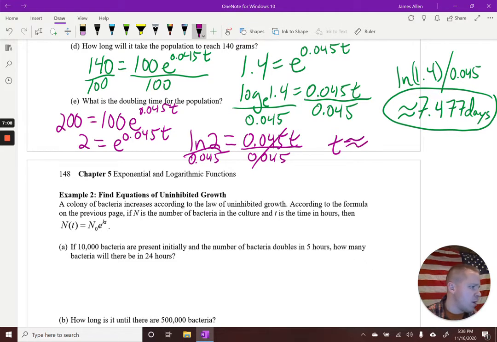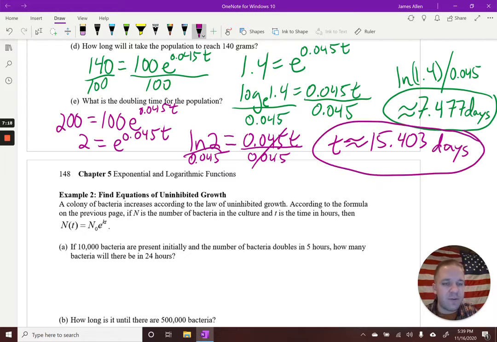And I get t is equal to, I'm going to be rounding, 15.403 days. So that is our doubling time. It takes 15.403 days to double. Beautiful. If you're not getting those things, double check that you're typing it in correctly. Ask questions in class, all good things.